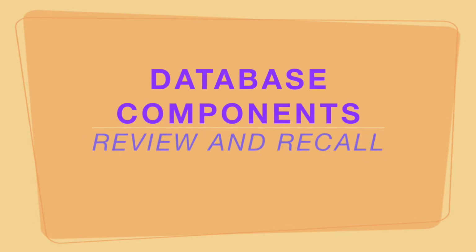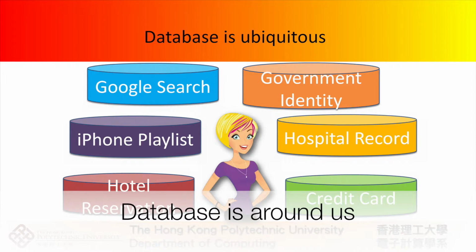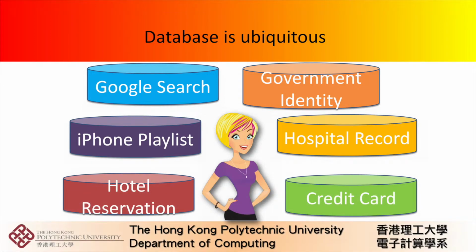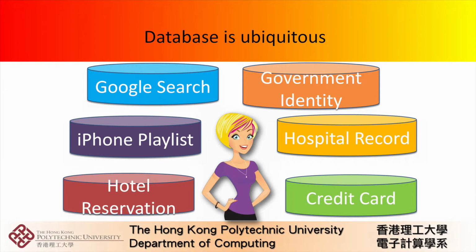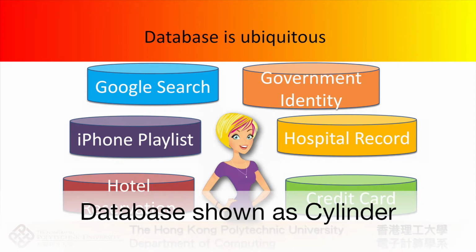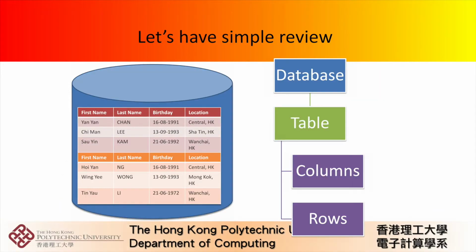We will now help you recall the knowledge about database components. Databases are ubiquitous. A database is an organized collection of data. Every time you search online, go shopping, or call a hotline, your action is asking a database for information, that is, querying it. When you say this, just think database. In a database, there are several tables, and in each table you will see different columns and rows.